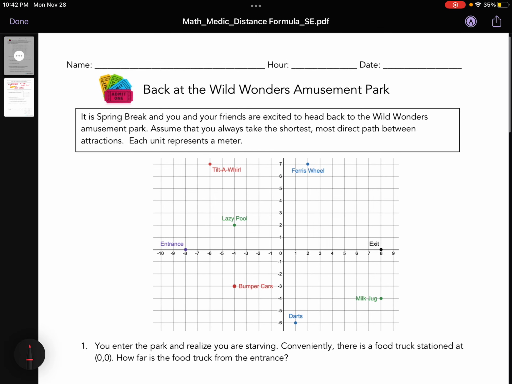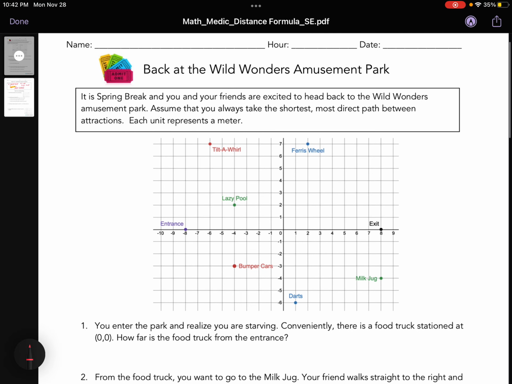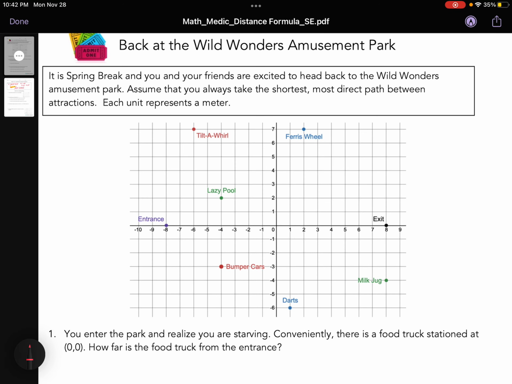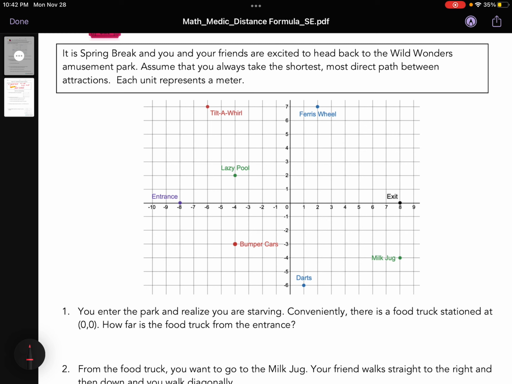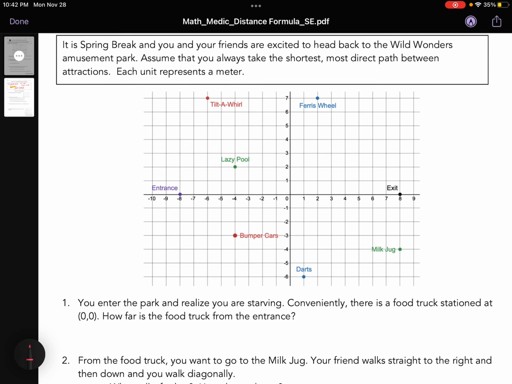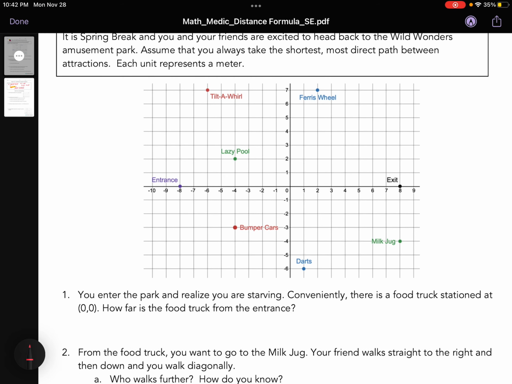This activity is back at the Wild Wonders Amusement Park. If you looked at video number 1, you would know why they say back. Alright, let's read the introduction. It is spring break, and you and your friends are excited to head back to the Wild Wonders Amusement Park. Assume you always take the shortest, most direct path between attractions. Each unit represents a meter.